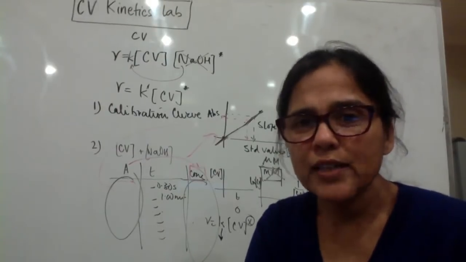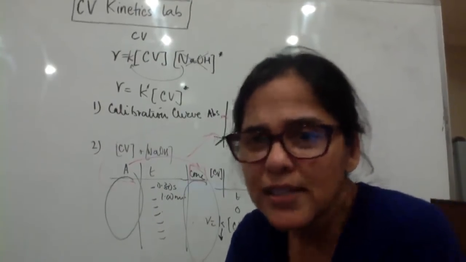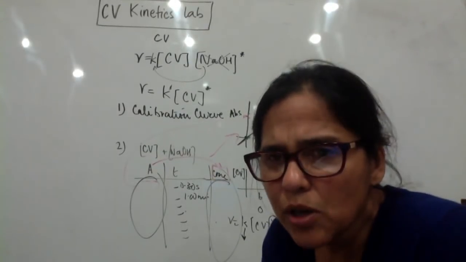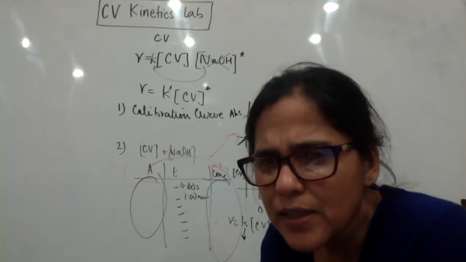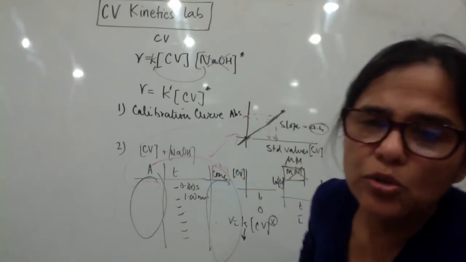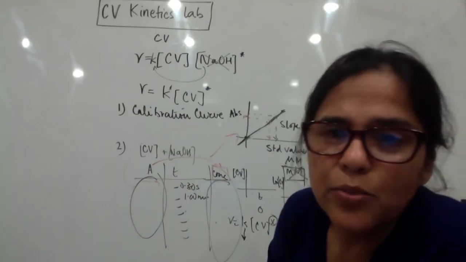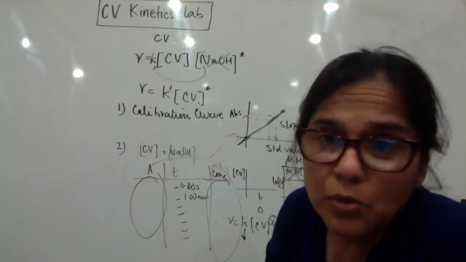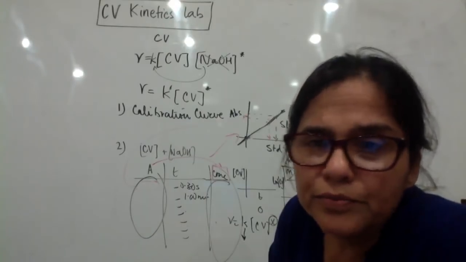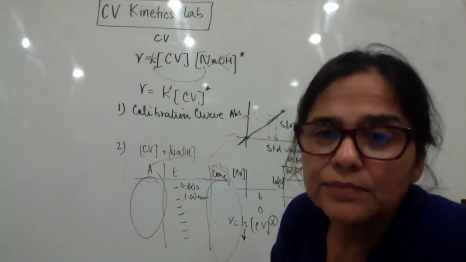Oh, wait. I see a question. Steven's question. Okay, what is Steven's question? Can we label concentration on graphs as molarity of CV? Totally, you can do that, Steven, but be sure to label the units as well. So that is molarity, but what are the units? Like molar, micromolar, you must specify that.